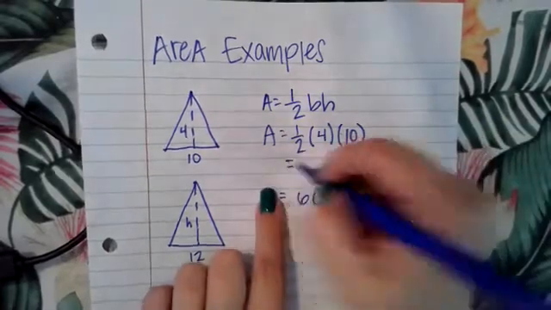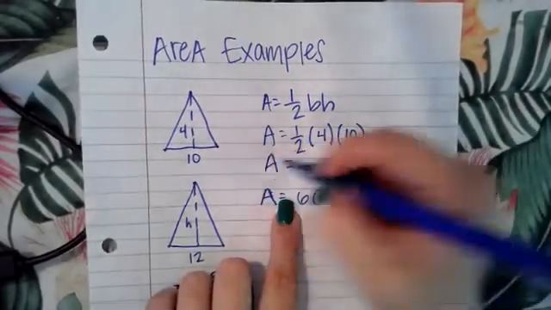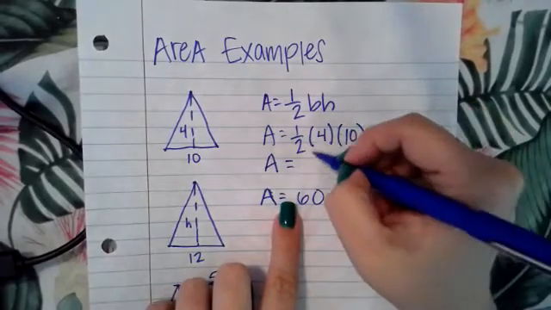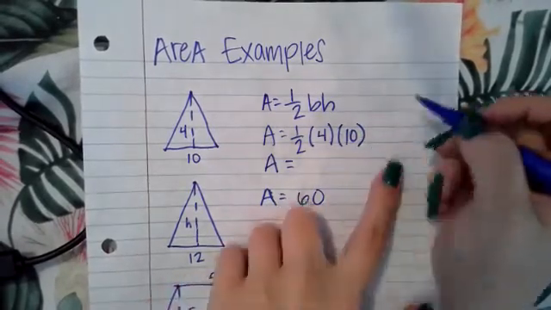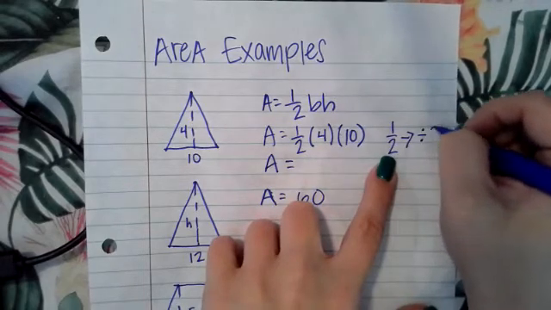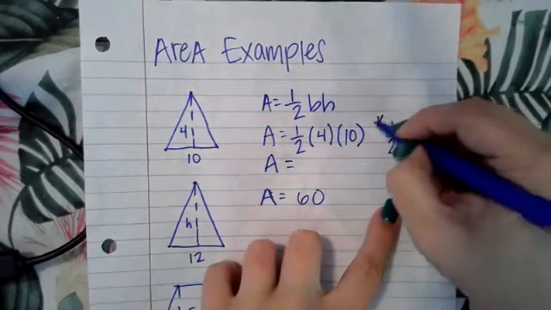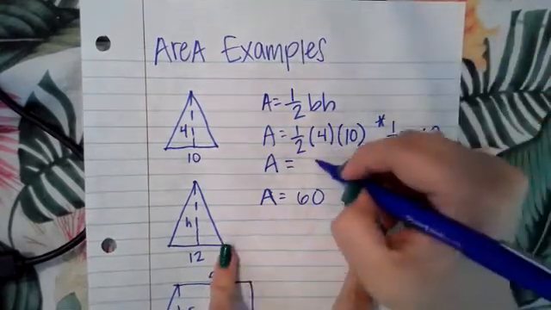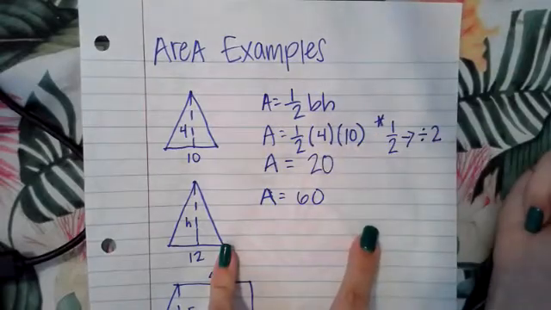And now I'm just going to solve. It looks like a PEMDAS problem. So the area is equal to 4 times 10 is 40. And then 1/2 times 40. When we take 1/2 of something, that's the same as dividing it by 2. Just so you know, a fun fact if you didn't know that. So 1/2 of 40, or 40 divided by 2, is 20.